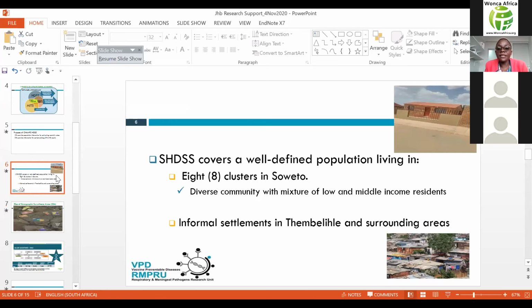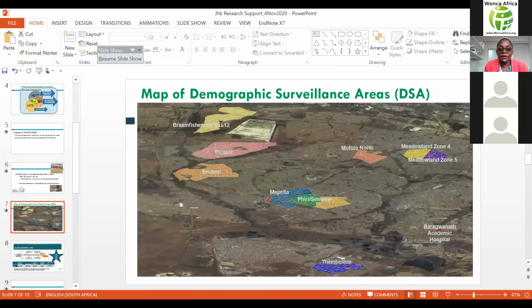The HDSS covers a well-defined population that includes 8 clusters. These clusters were selected based on mortality rates. So we looked at areas where the child mortality rate was 50 per thousand and above. And then we followed up these clusters. We've been following them up since 2018, and we're currently in round 5 of data collection. We also have an informal settlement in Tembelihle that we're currently following up together with the 8 clusters in Soweto. Just to give an idea of the areas that we're following up, the colored areas represent the clusters in which we work, and Tembelihle is low down here bordering Soweto.